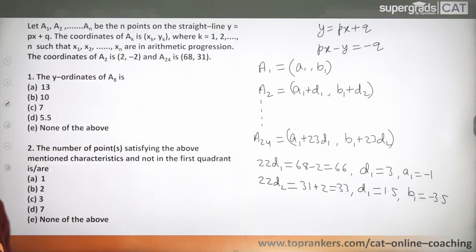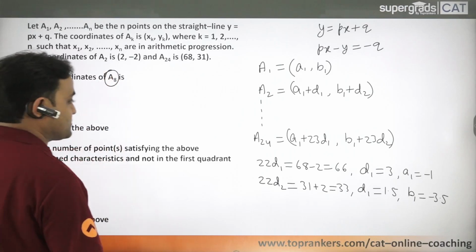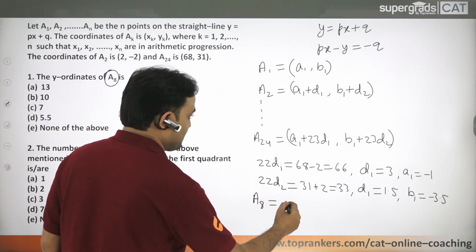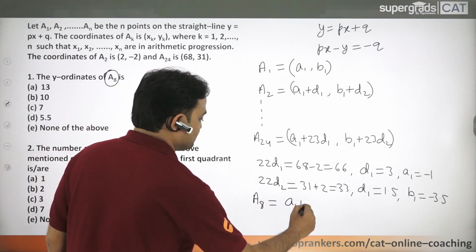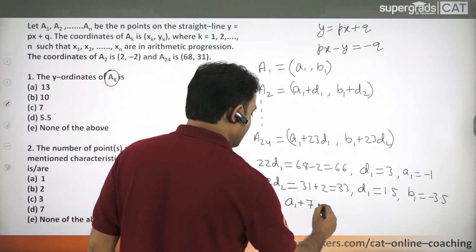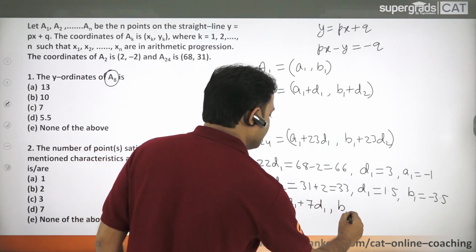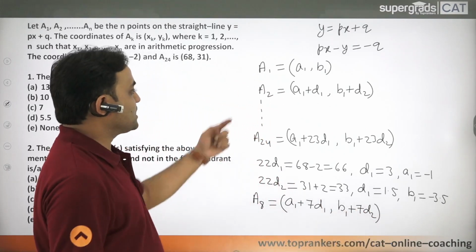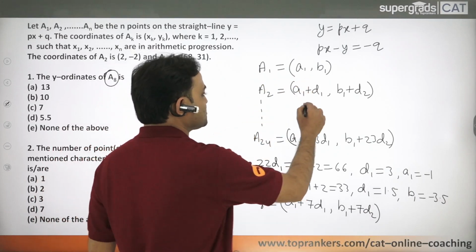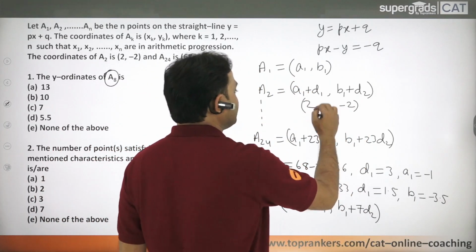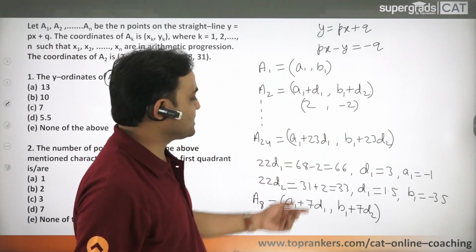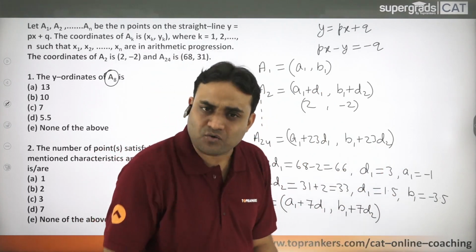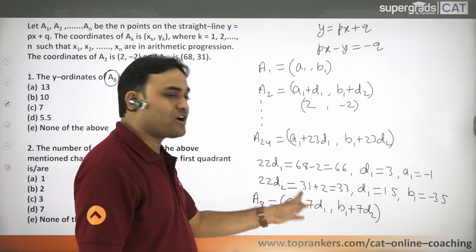What we need to do is find the y coordinate of A8. What will be our A8? A8 will be equal to: the x coordinate will be A1 plus 7D1, and the y coordinate will be B1 plus 7D2. Now we already know A1 plus D1 is 2, and B1 plus D2 is minus 2. So what we need to add here is 6D. We can just ignore the value of A1 and B1.